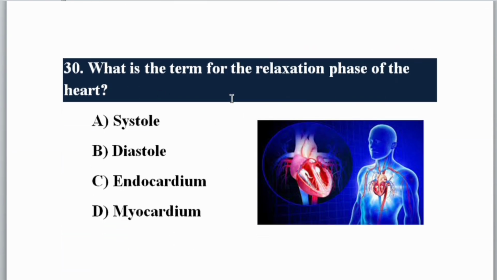What is the term for the relaxation phase of the heart? Alpha systole, beta diastole, Charlie endocardium, delta myocardium.